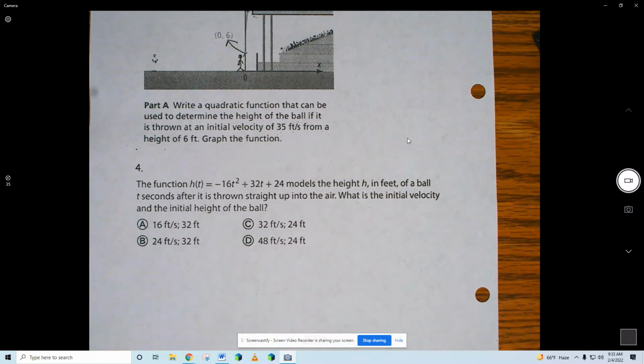Number 4, all by your lonesome. Read the question, solve it. Go. Check your answer with someone next to you. Read what the question is asking.